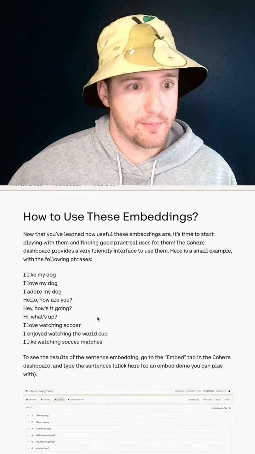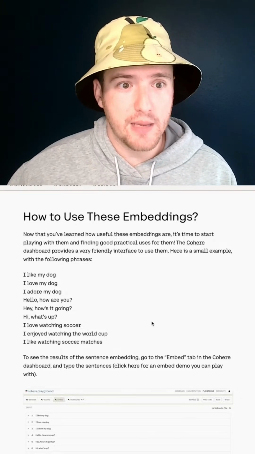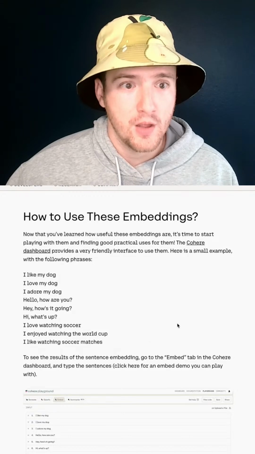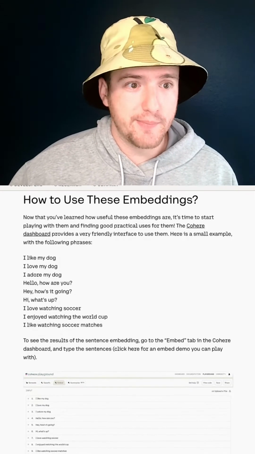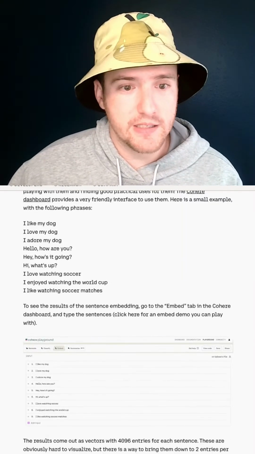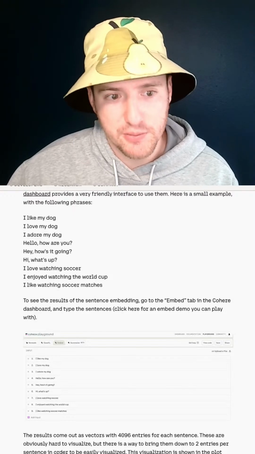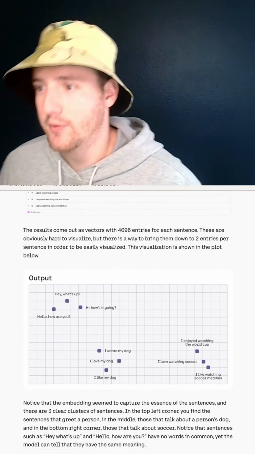How to use these embeddings. Now that you've learned how useful these embeddings are, it's time to start playing with them and finding good practical use for them. The Cohere dashboard provides a very friendly interface to use them. Here's a small example with the following phrases. There's the phrases. To see the results of the sentence embedding, go to the Embed tab in the Cohere dashboard and type the sentence. We're not going to do this test because they have an output here for us to look at.